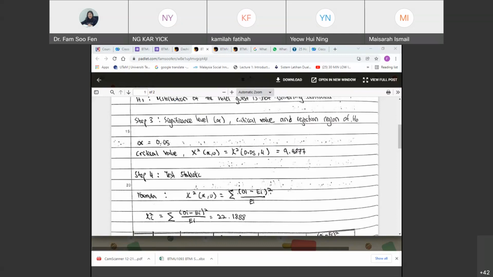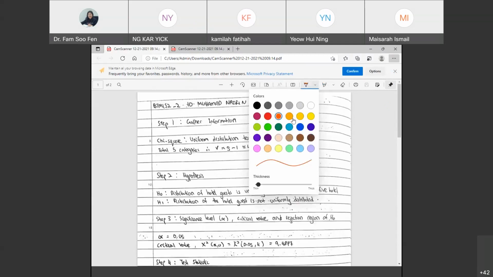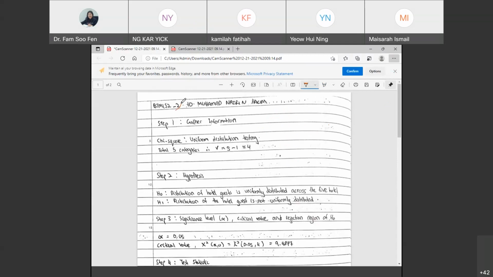Okay, so now I'm going to share. I don't have the pen because I use another computer. Right, I'm using the mouse to share content. Okay, I hope everyone can see. Number 10, Muhammad Nasrin Hakim, works, right? So I try to use the mouse to highlight. It doesn't work. How come? Wait for a while. Okay. All right. Let's choose red.